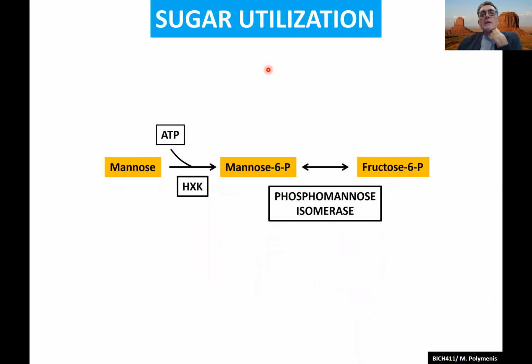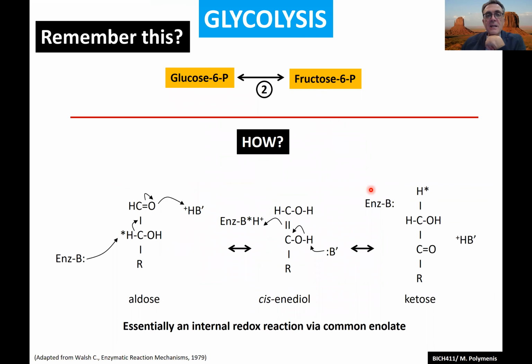So mannose is actually fairly easy to utilize. It's going to get phosphorylated by hexokinase. It's a hexose, so hexokinase will see it. It will phosphorylate it at the 6th position, and then it can be isomerized to fructose 6-phosphate. The isomerization is exactly the same as we had seen from glucose 6-phosphate to fructose 6-phosphate, the second enzyme of glycolysis. It's exactly the same reaction and mechanism, so instead of having glucose 6-phosphate, what you have here is mannose 6-phosphate.